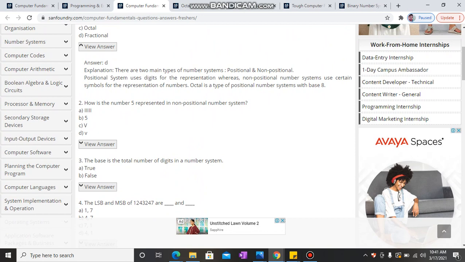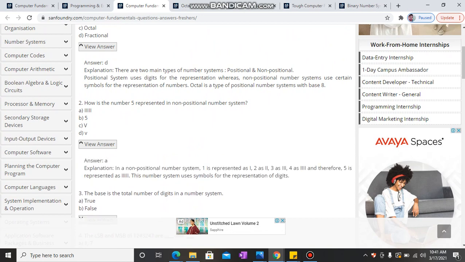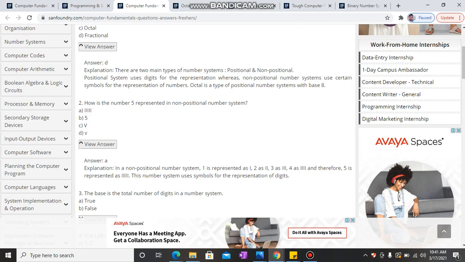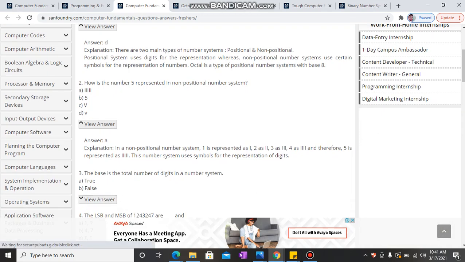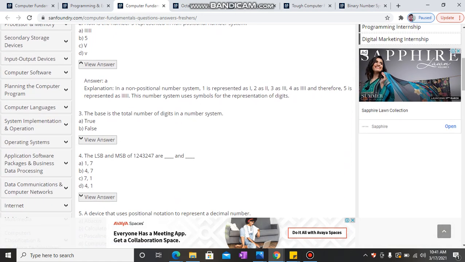How is the number 5 represented in a non-positional system? So A is the answer. You can see how it's positioned. How can we say that? In a non-positional number system, 1 is represented as 1, 2 is represented as 2, and so on. So the number system uses symbols for representation of the digits. We have got another question.